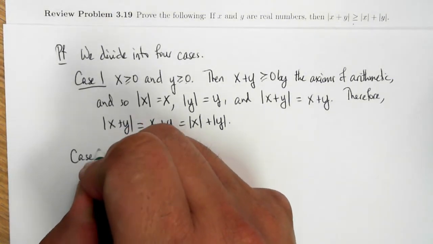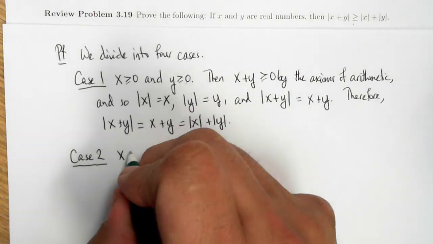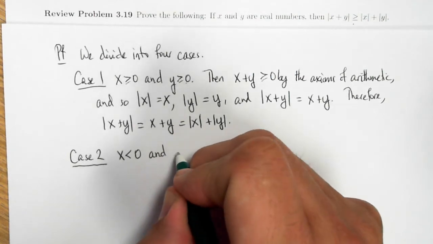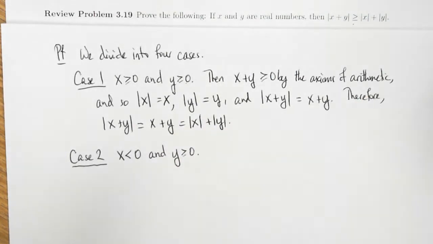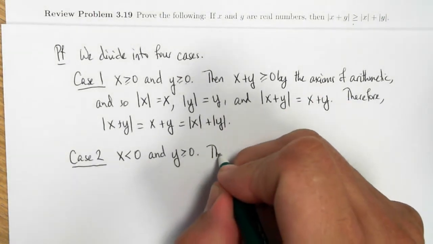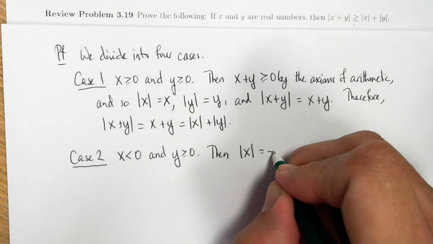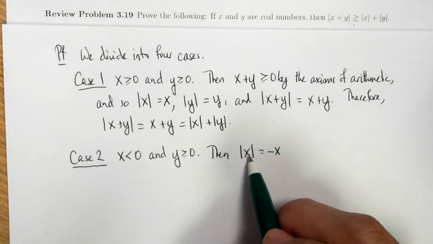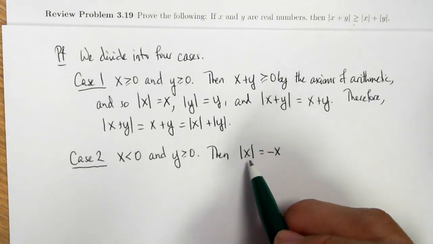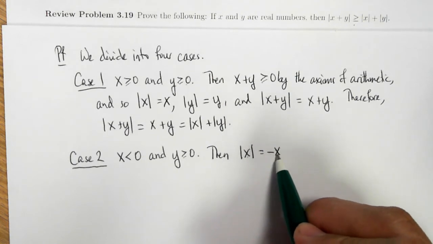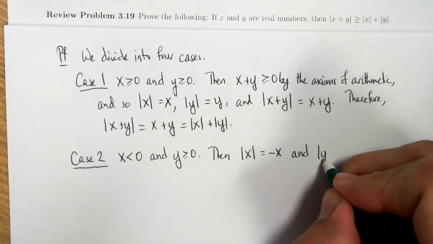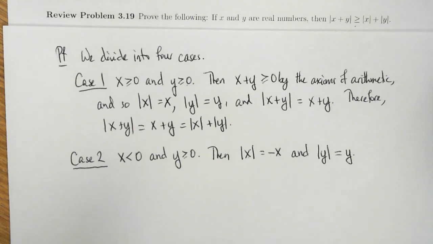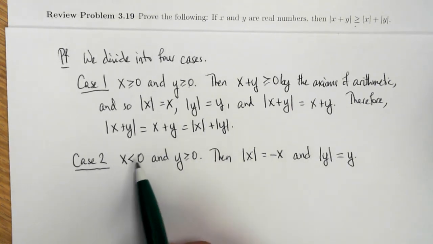Okay, case 2. X is less than 0, and y is greater than or equal to 0. Then the absolute value of x will be equal to negative x, where x itself is negative. And so the negative x would be positive, and absolute value of y would be equal to y. Okay, now here there are a couple of subcases because I don't know what about x plus y.